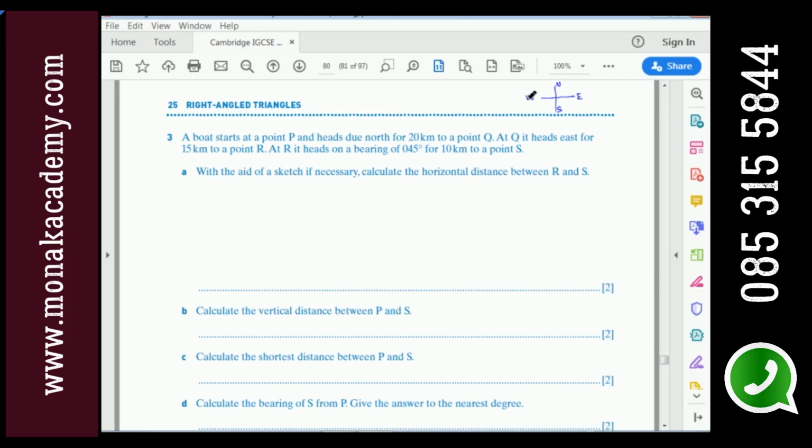Okay. So did that have any influence? Did you draw it correctly? Yeah. All right. So let's start. A boat starts at point P and heads due north for 20 kilometers. I'll assume that point P is maybe here. What does due north tell me? It went up, right? Okay.